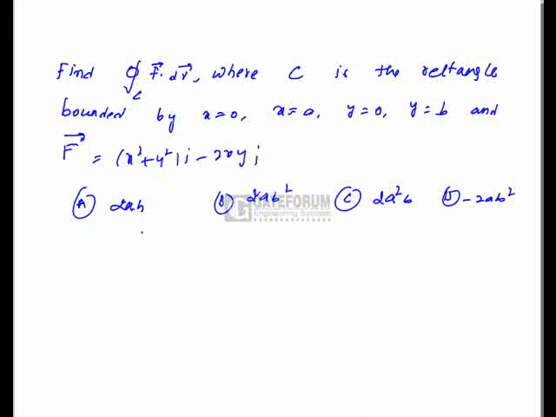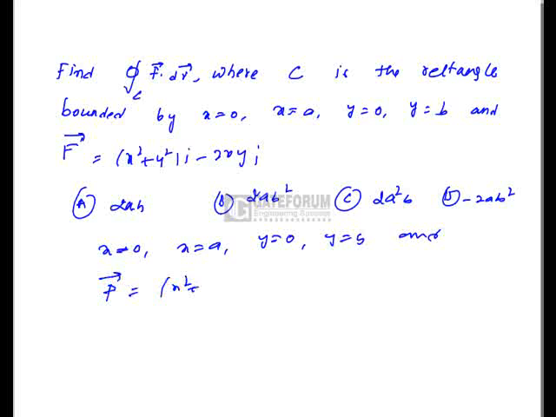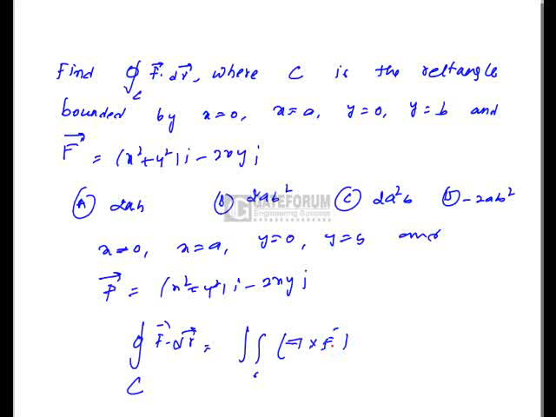Now we have to find the area of the rectangle bounded by the curves x is equals to 0, x is equals to a, y is equals to 0, y is equals to b, and a vector f, x square plus y square times i minus 2xy times j, over C f dot dr. Now we know that over C f dot dr is nothing but the surface integral of del cross f dot n times ds. n is nothing but the unit vector here.